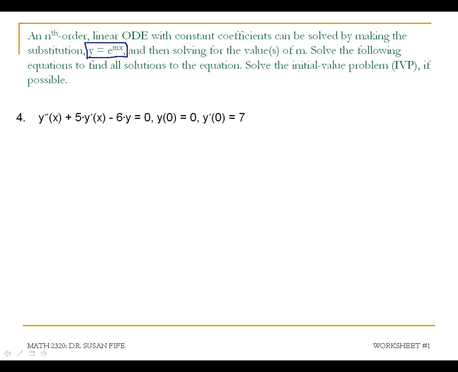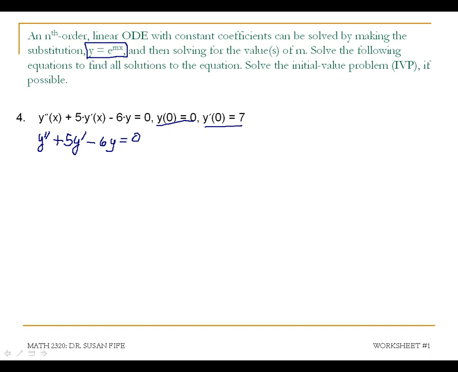This is an initial value problem because you're given initial values for a second order linear ODE. As long as you're given two initial values, you should be able to solve for any constants of integration that would come out. So let's see. I could write this equation as the second derivative of y, and this is a function of x, plus 5 times the first derivative of y minus 6y is equal to 0.